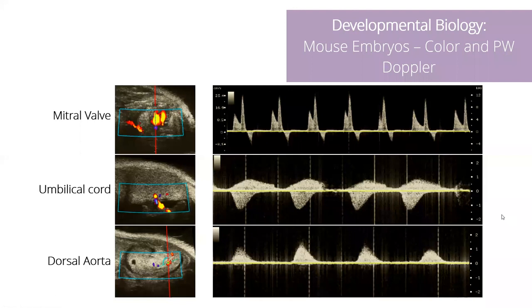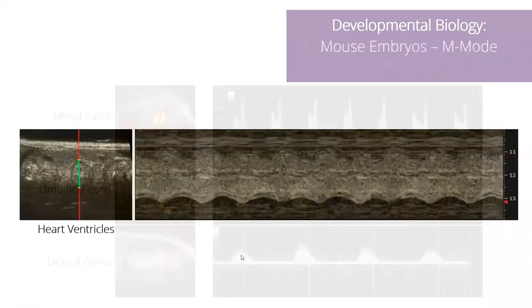So we're able to see the heart really well, all the structures within the brain. And so here we're actually looking at flow through the mitral valve in the developing embryo, flow in the umbilical cord and umbilical vein, dorsal aorta as long as they've developed far enough along for that vessel to be large enough for us to visualize it.